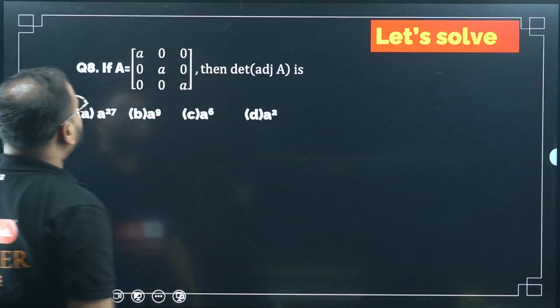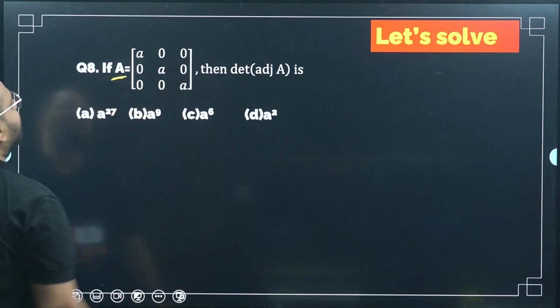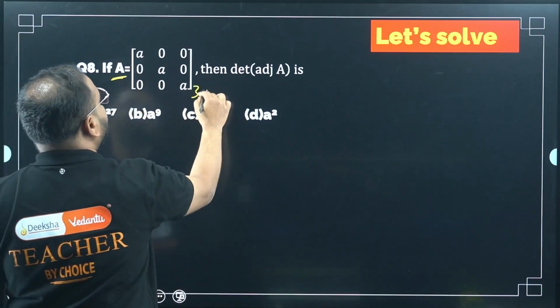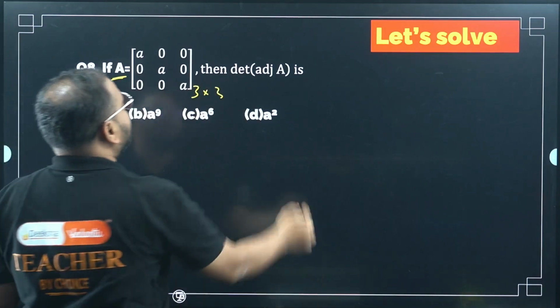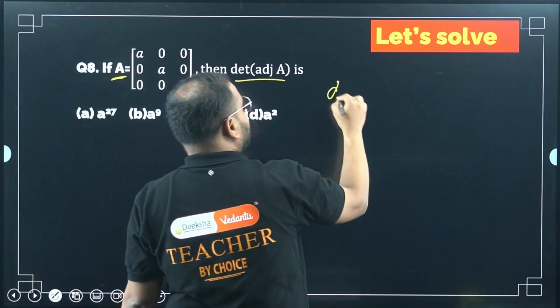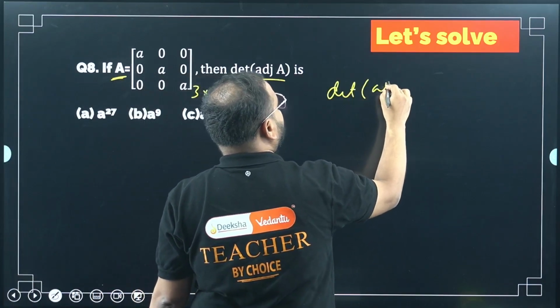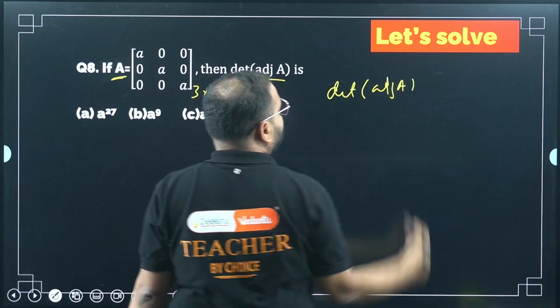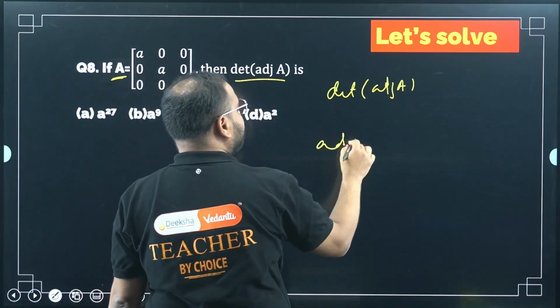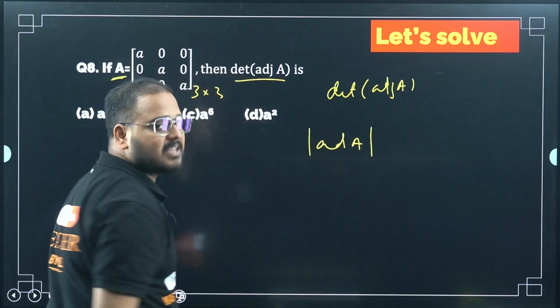Looking at this question, they have given the matrix A as a 3 cross 3 matrix, a square matrix again of order 3, and they are asking us what? Determinant of adjoint of A. So basically, find the adjoint first and then find the determinant. That's what they are asking us, correct?